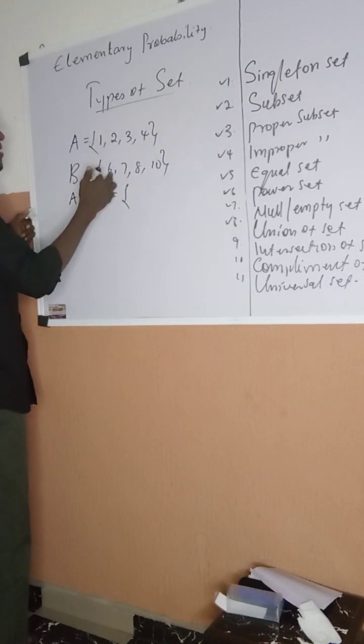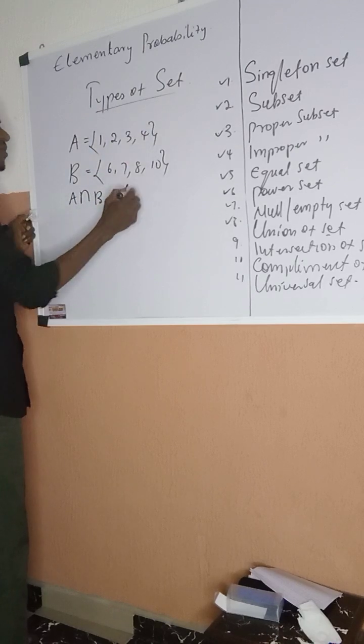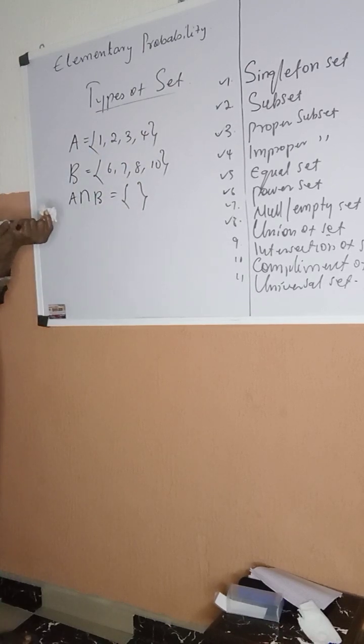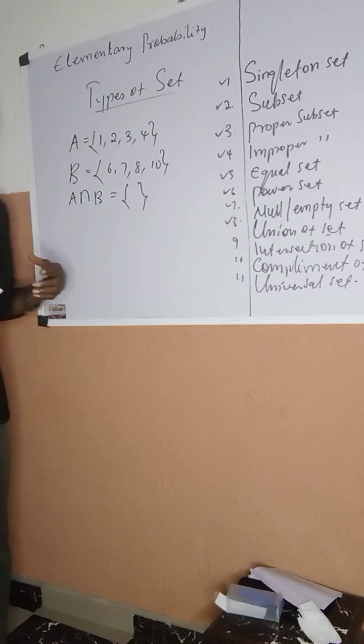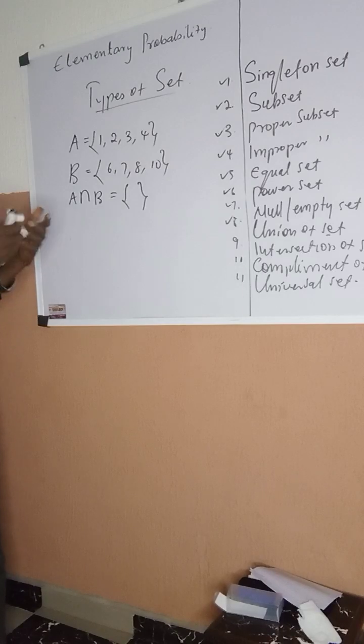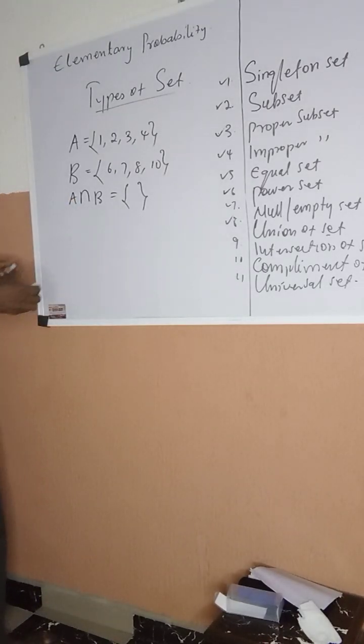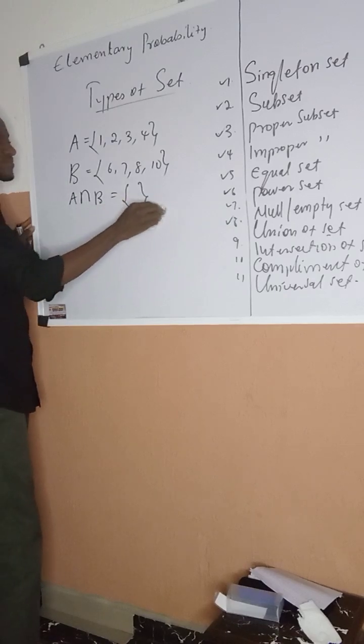1 is here, no 1. 2 is here, no 2. 3 is here, no 3. 4 is here, no 4. So it is an empty set. And on that note, we say that A and B are disjointed sets. That is, they do not have any member sharing in common. It is called disjointed sets. Okay?